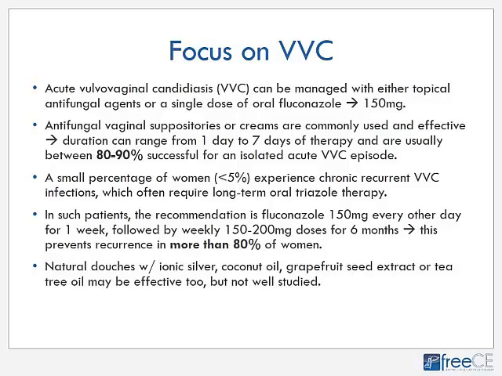A small percentage of women, i.e. less than 5%, do experience chronic recurrent VVC, which often requires longer-term oral triazole therapy. In such patients that have chronic VVC episodes, the recommendation is fluconazole, 150 milligrams every other day for 1 week, followed by weekly 150 to 200 milligram doses for 6 months. This regimen prevents recurrence in more than 80% of women.